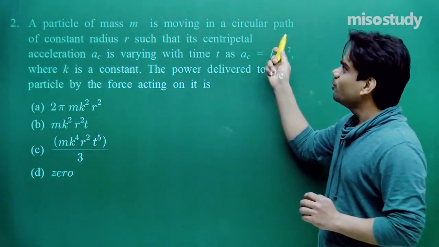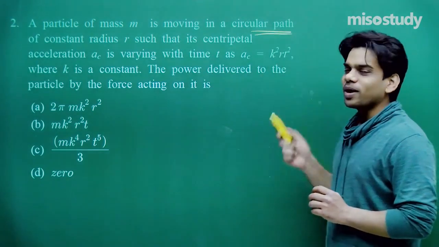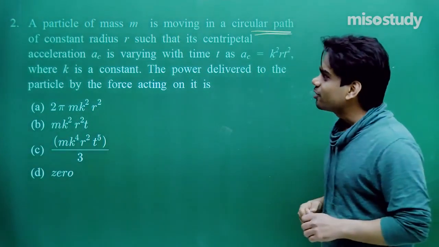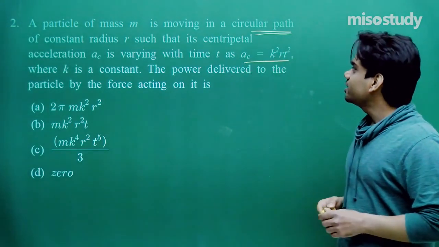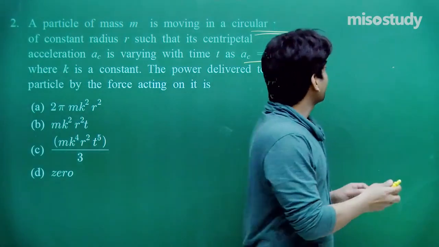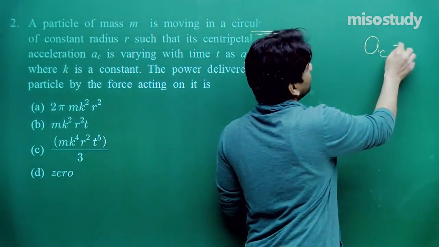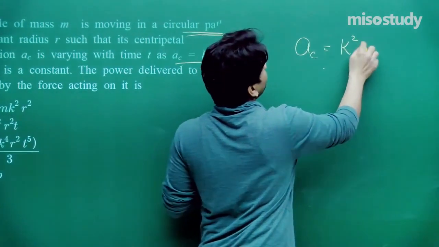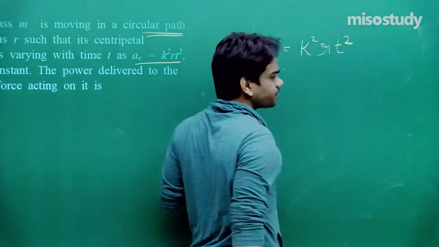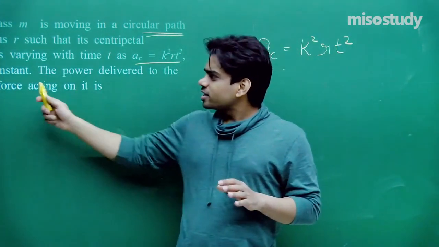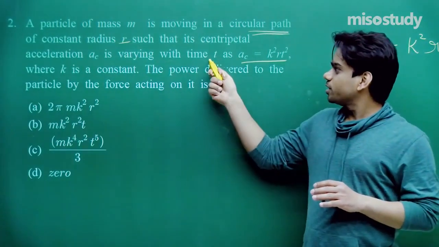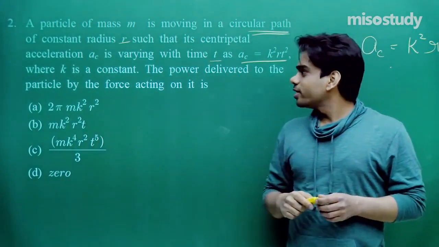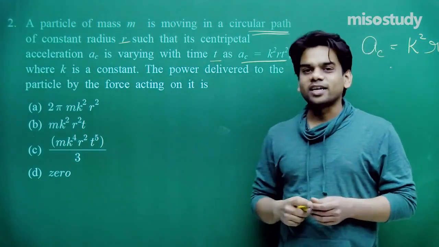Now see, once again, try to understand the statement of the question. Particle of mass m moving in a circular path. This is important. Circular path means the acceleration acting is centripetal acceleration, which varies with time as AC equals k square r t square. K will be constant, the radius is r, and time is t. The power delivered to the particle by the force acting on it is asked.